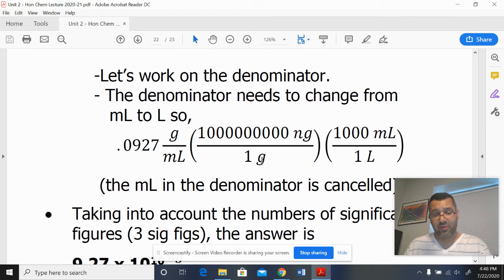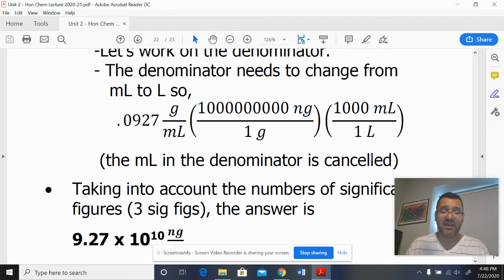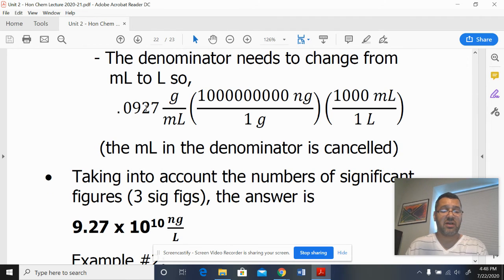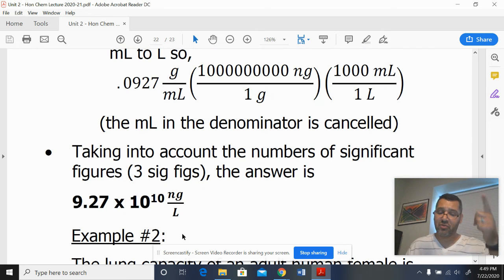So grams cancel grams, giving you nanograms on the top, which is what we want. And milliliters cancel out milliliters on top, leaving you with liters on the bottom. So what it's saying is that we have to take 0.027 times 1 billion, then times 1,000. And that leaves us with 2.7 times 10 to the 10th. And our units are nanograms per liter, which is exactly what we want. So that's our first example of a complex unit. Example 2 will be another example, which I will show you in a moment.